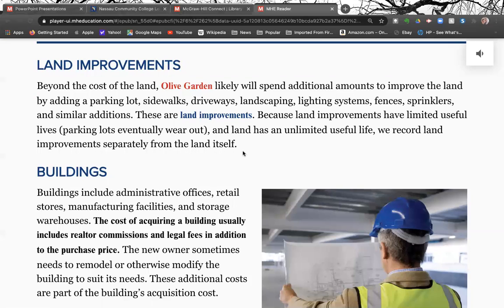Land improvements. Now, land does not depreciate. Why does land not depreciate? Because depreciation is based on the asset having a defined useful life. A building lasts 30 years. Equipment lasts 5 years. Some equipment might last 10 years, depending on what it is. Land does not depreciate because land does not have a defined lifespan. In other words, the same land we have today is the same land that we had 100 years ago, 200 years ago, 300 years ago, right? So since land doesn't have a definitive lifespan, we don't depreciate land.